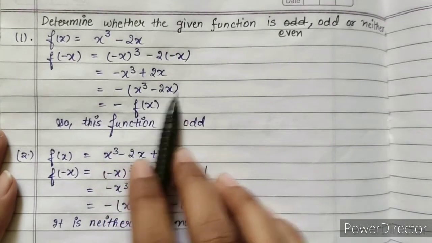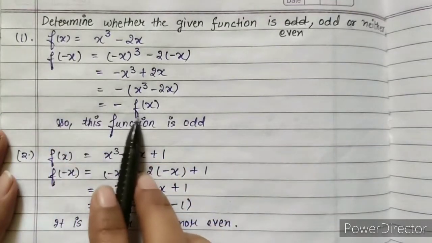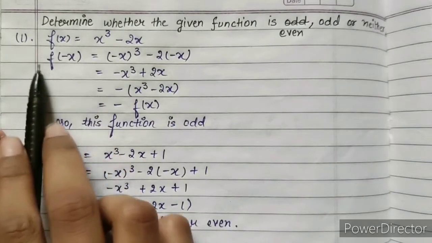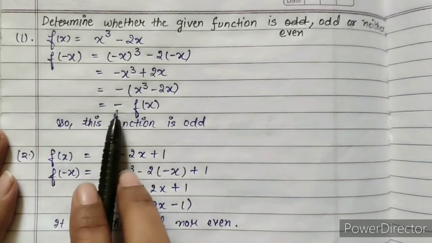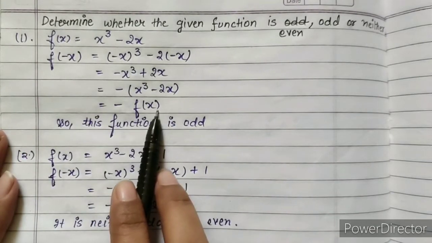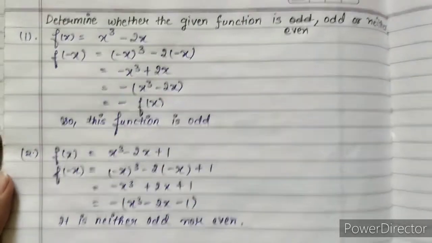This is equal to the function f(x). So we have substituted the value of f(x), and that is equal to f(-x) is equal to -f(x). So the function is odd.